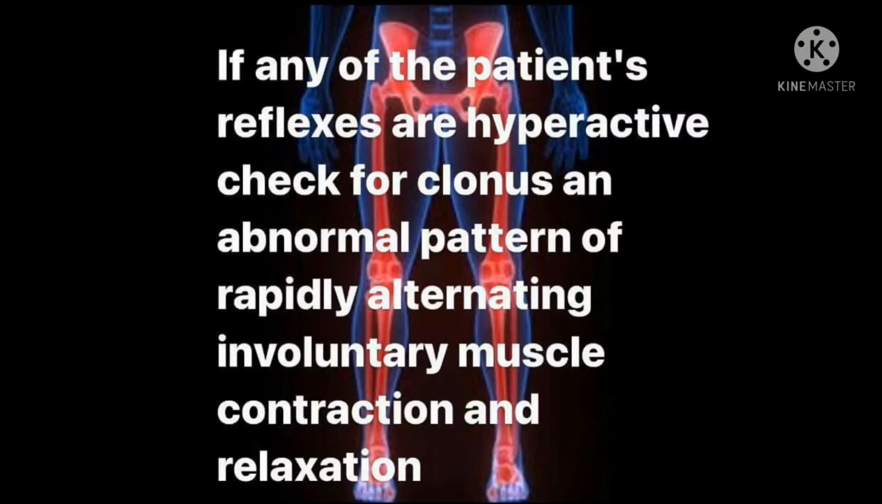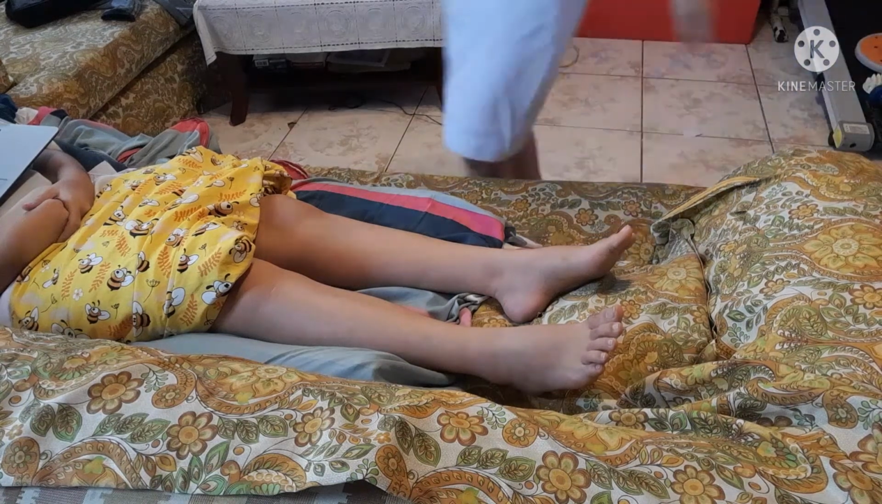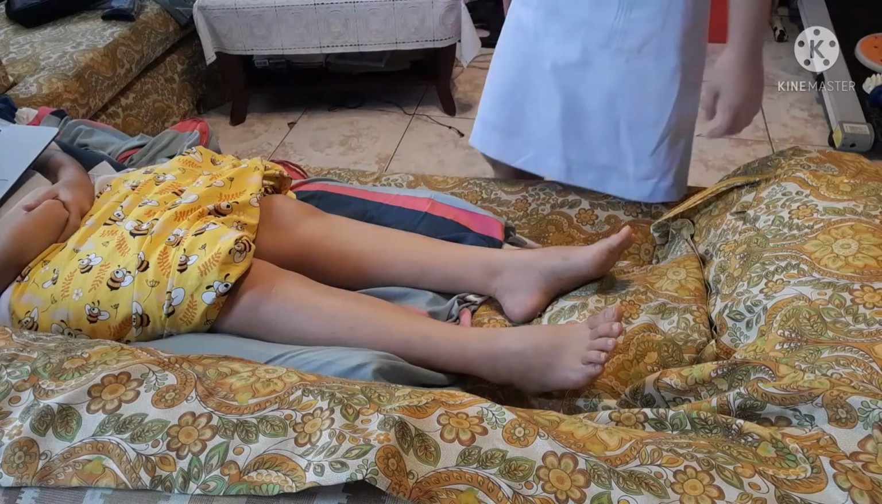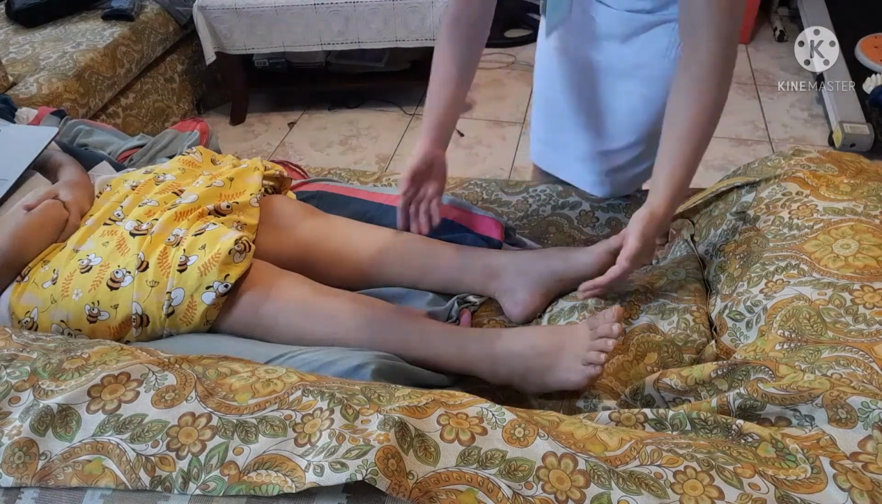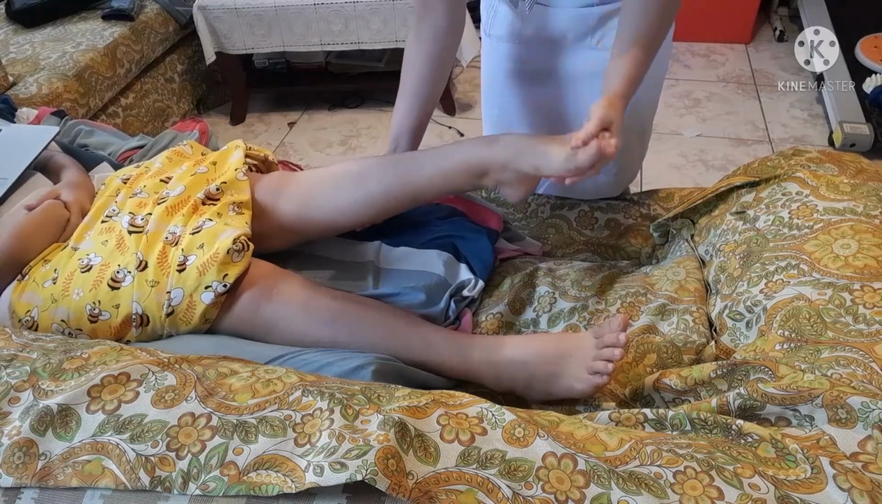If any of the patient's reflexes are hyperactive, check for clonus, an abnormal pattern of rapidly alternating involuntary muscle contraction and relaxation. Lightly support the lower leg in one hand and dorsiflex the foot with the other hand. Normally, you should not see extra movements or contraction in the leg.